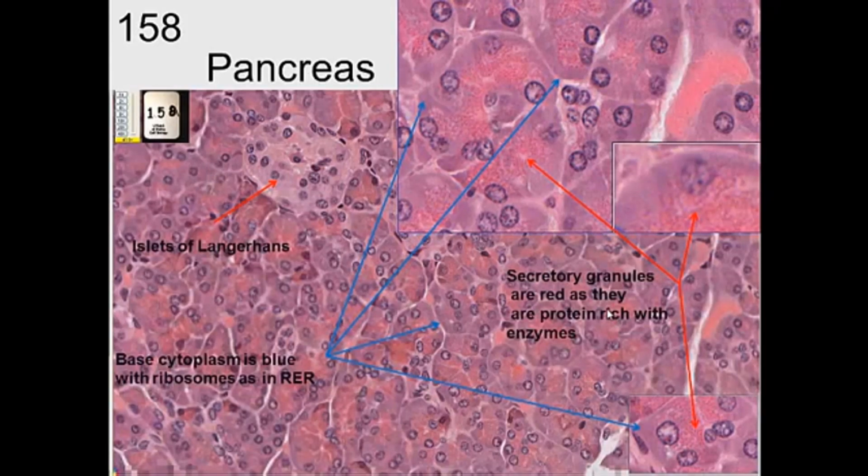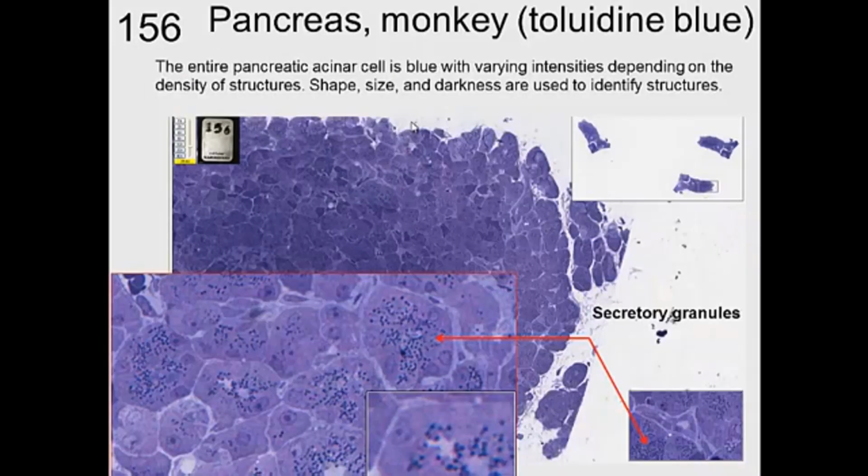Secretory granules are red as they are protein-rich in enzymes. That's what we see in here. So it's stained with the eosin. In contrast, the basal portion of the cell is blue. You can see blue here because it has a high density of ribosomes.